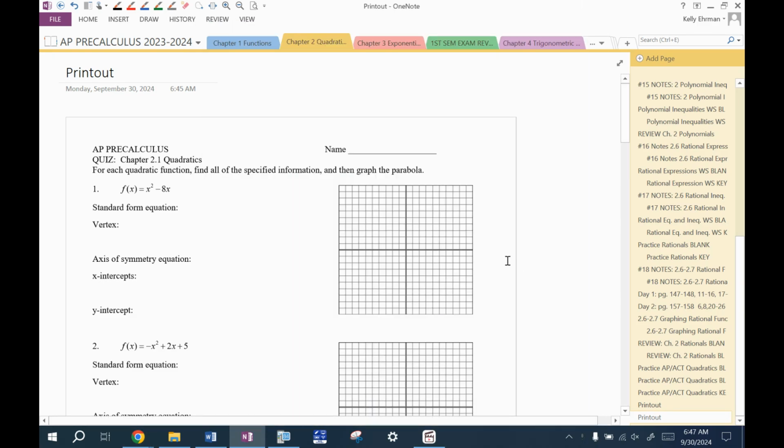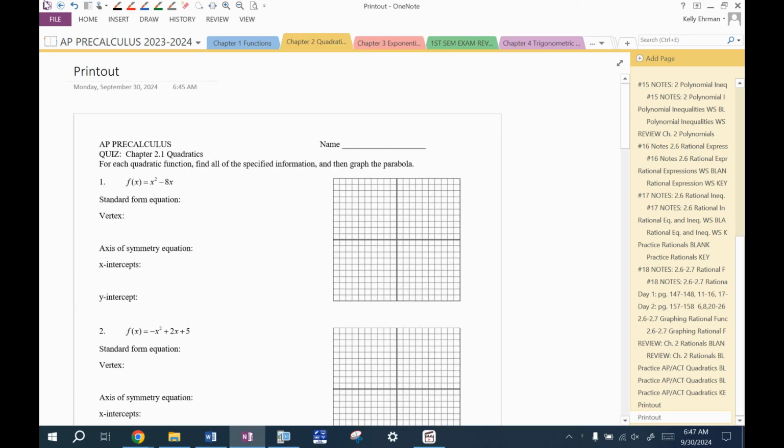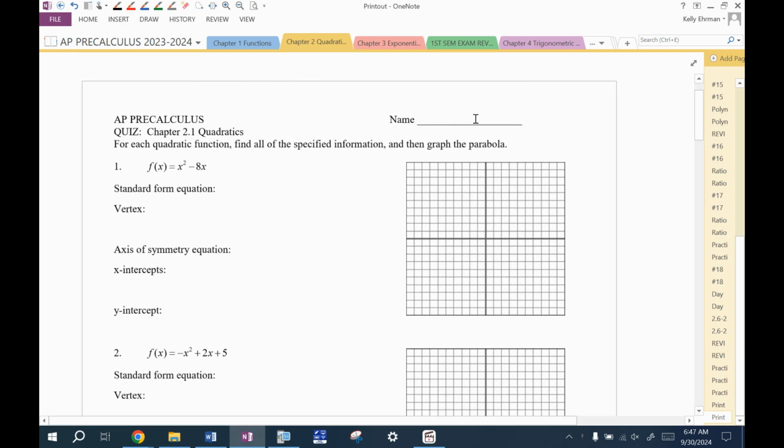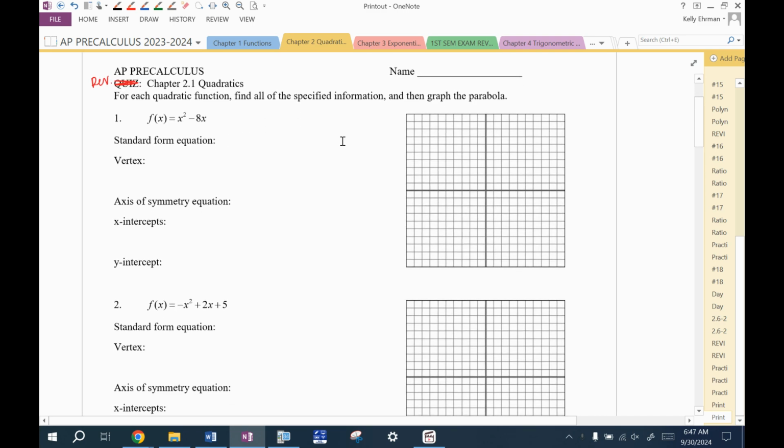All right, we're going to start this video with the non-calculator part of the review, and we'll see how far I get. So I know this says quiz. It's not the quiz, it's the review. But just like all of the reviews, it's pretty similar to the layout of the quiz, so you'll kind of know what to expect. All right, for each quadratic function, find all the specified information and then graph the parabola.